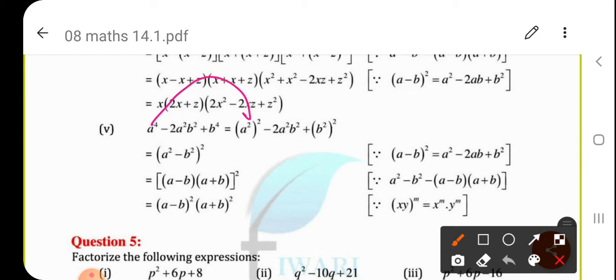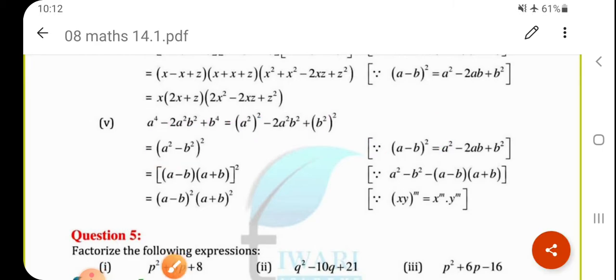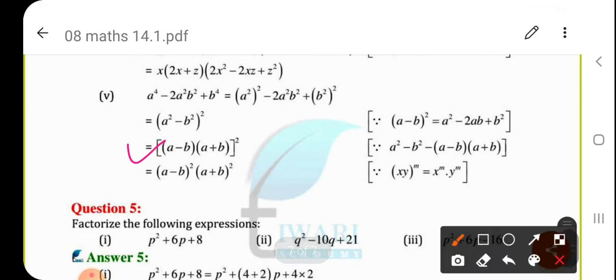So again a square raised to square, a square minus b square, b raised to square raised to square. Okay. So it's reverse. You can write a minus b all raised to square. What is the a? a square, and b, b square. So you can write a square minus b square all raised to square. So a square minus b square is equal to, again this third identity. Okay. So you can write a minus b, a plus b all raised to square.